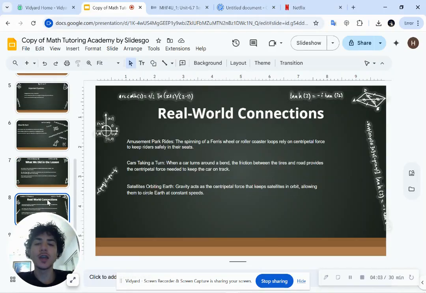Real-world connections. Amusement park rides. The spinning of a Ferris wheel or the loops of a roller coaster rely on centripetal force to keep riders safe in their seats. If it doesn't have centripetal force, it will take them off. On a Ferris wheel, if you remove the centripetal force, you'll be going upside down, side to side. It won't be as safe, so you need centripetal force. Cars taking turns: when a car turns around a bend, the friction between the tires and the road provides the centripetal force needed to keep the car on track.